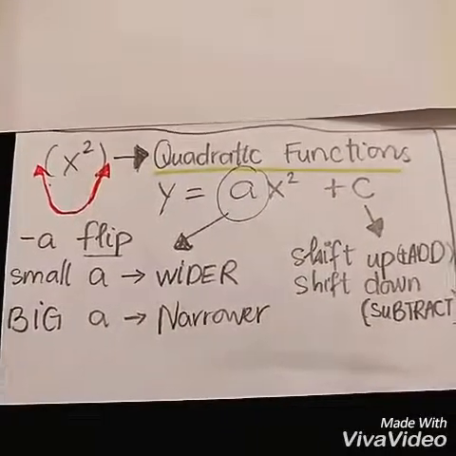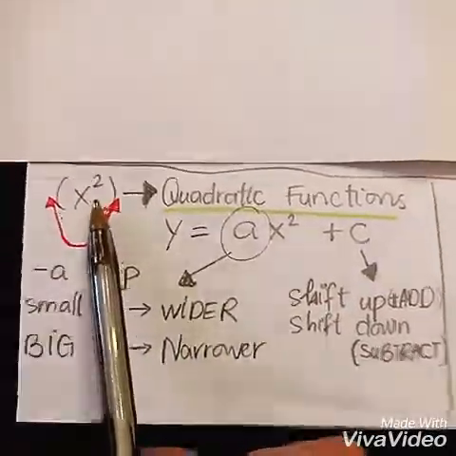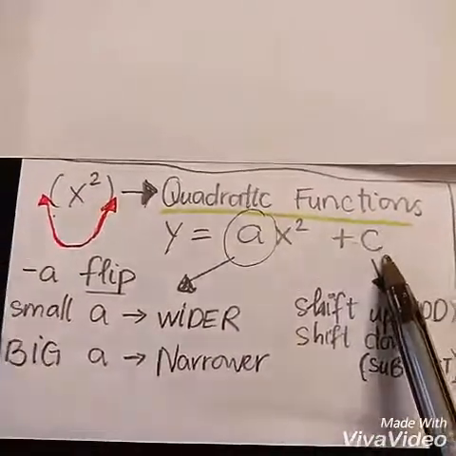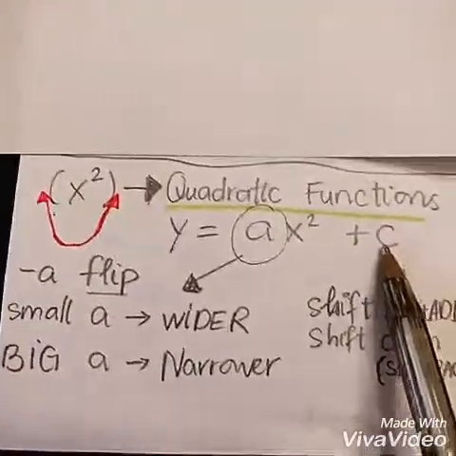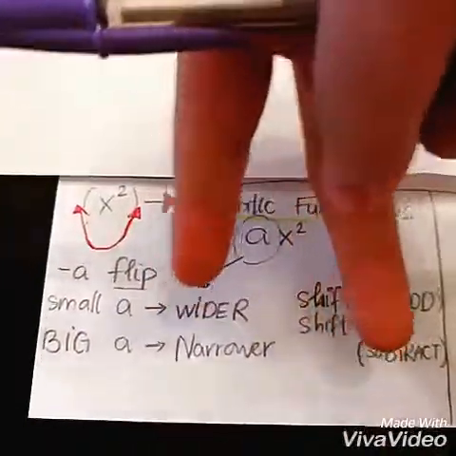The second topic is quadratic function. It's usually the equation with the x squared. For example, y equals ax squared plus c. A and c can be any numbers. And your graph will look like a U or an upside down U like this.